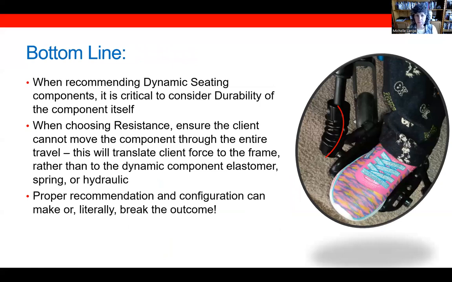So, what's the bottom line? Well, when recommending dynamic seating components, we have to keep in mind the durability of the component itself. When choosing resistance, it's important to ensure the client cannot move the component through the entire amount of available travel because this can translate forces from the client to the frame rather than that dynamic component. So we have to make sure we have the right level of resistance. We have some other quick classes that talk about determining resistance, so I'd refer you to those as well. But proper recommendation and configuration can make or literally break that outcome.